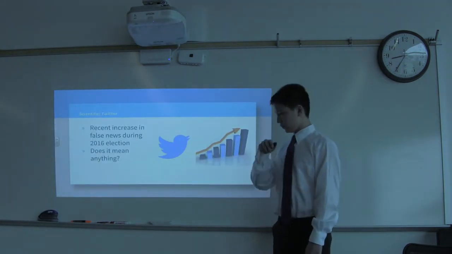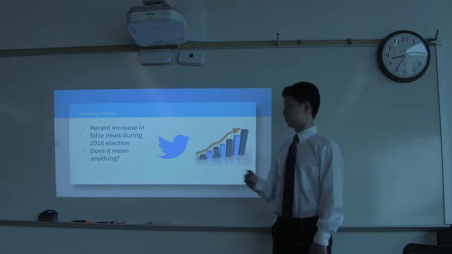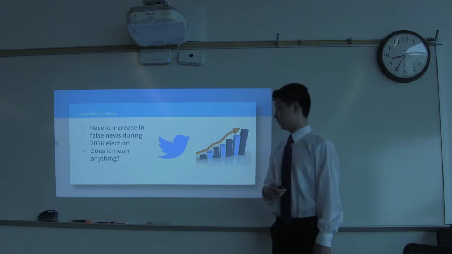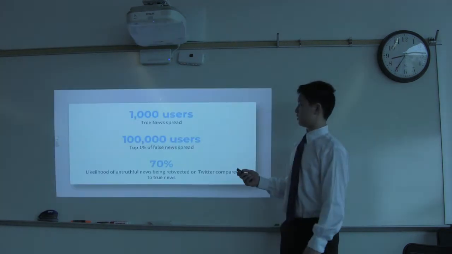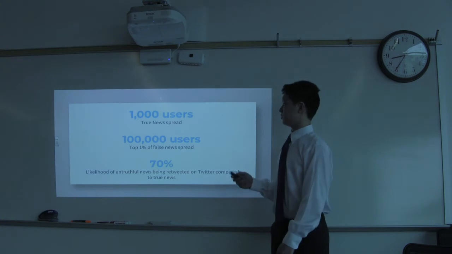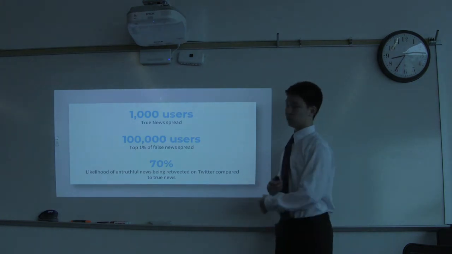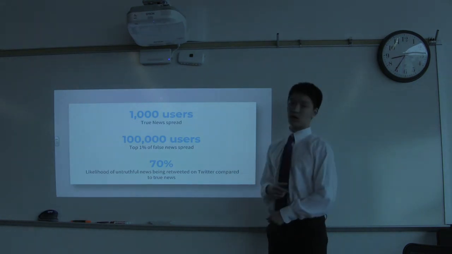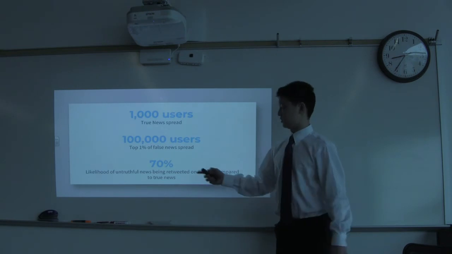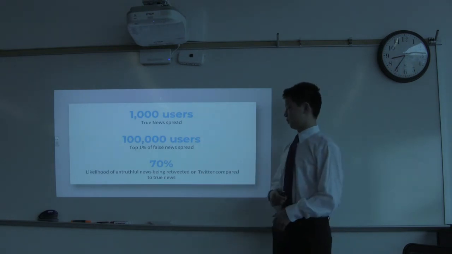And then on Twitter, you also see that there's an increase in false news, which is pretty surprising. But here are the statistics. So true news spreads to 1,000 users, while the top 1% of false news spreads to 100 times the amount of users. And this is 70% more likely that untruthful news is spread.